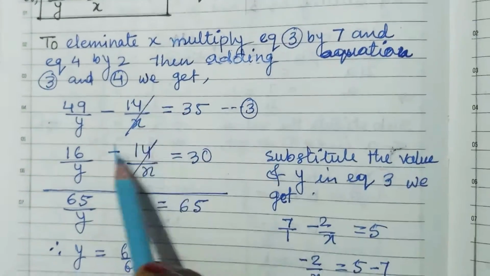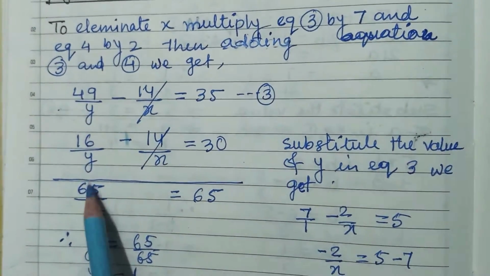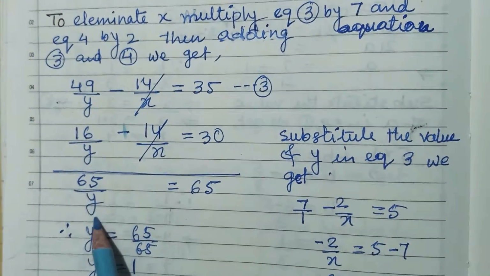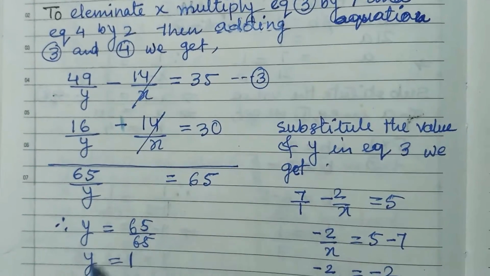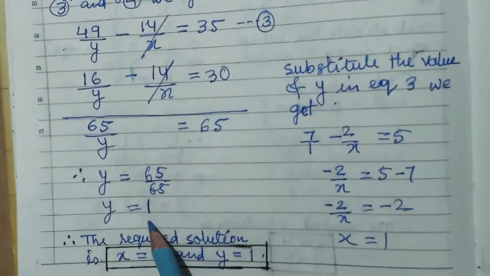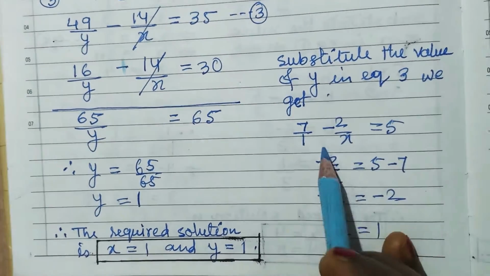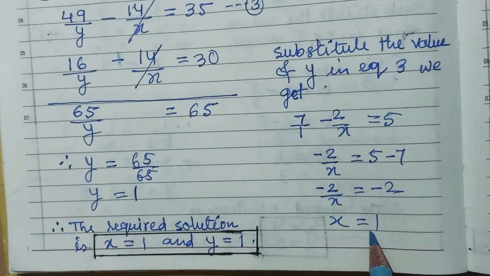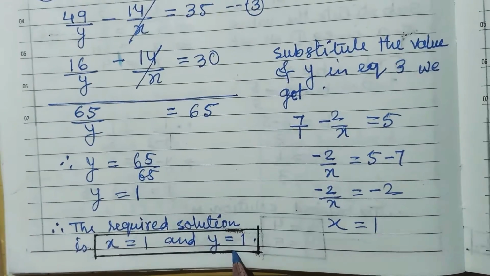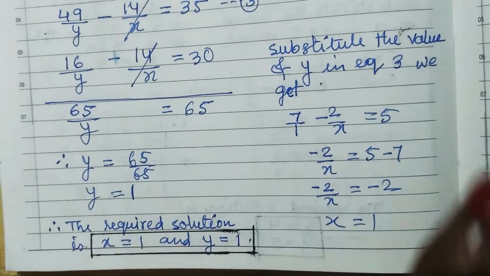So by adding, these two cancel. 49 plus 16, 65 upon y is equal to 65. So y is equal to 1. Substitute this value in equation 3, we get x is equal to 1. So x is equal to 1, y is equal to 1. It is the solution of this equation.